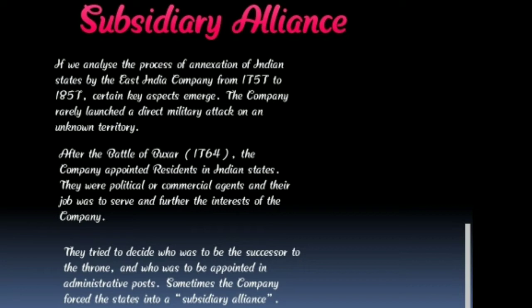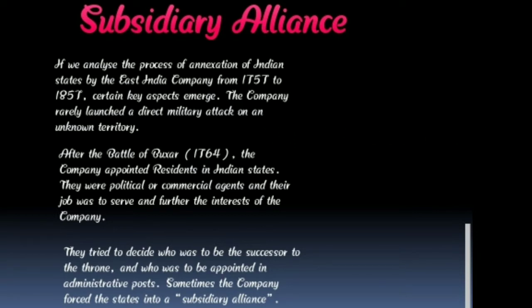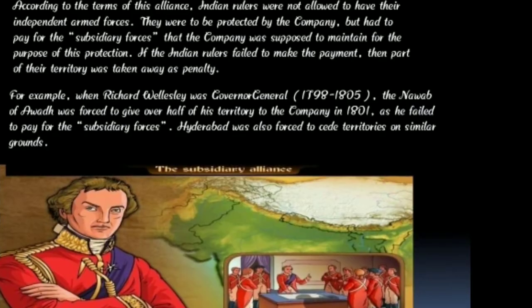The company forced the states into a subsidiary alliance. Indian rulers were not allowed to have their independent armed forces. They were to be protected by the company but pay for the subsidiary forces that the company was supposed to maintain. If payment was not made, territory was taken as penalty.